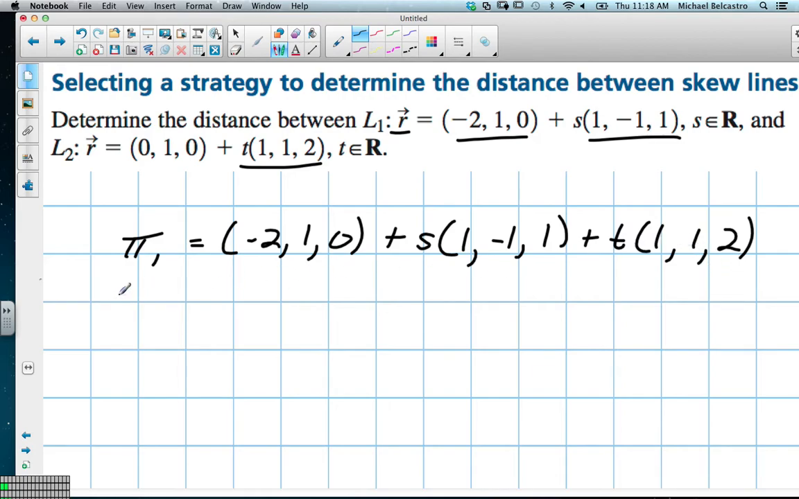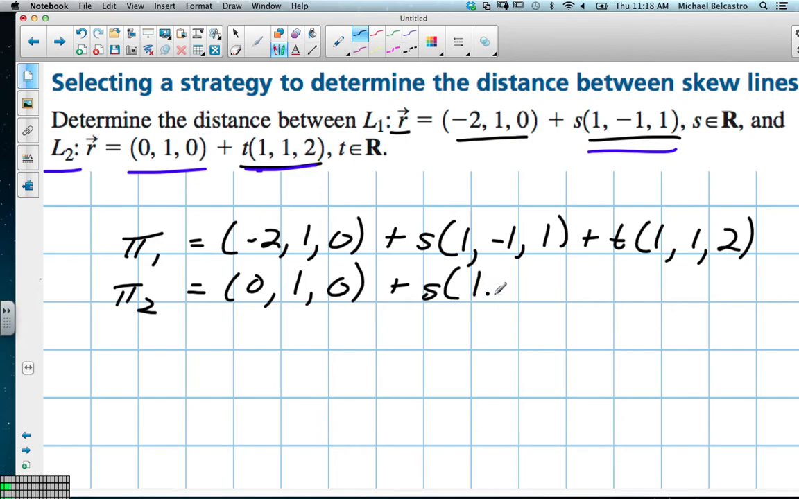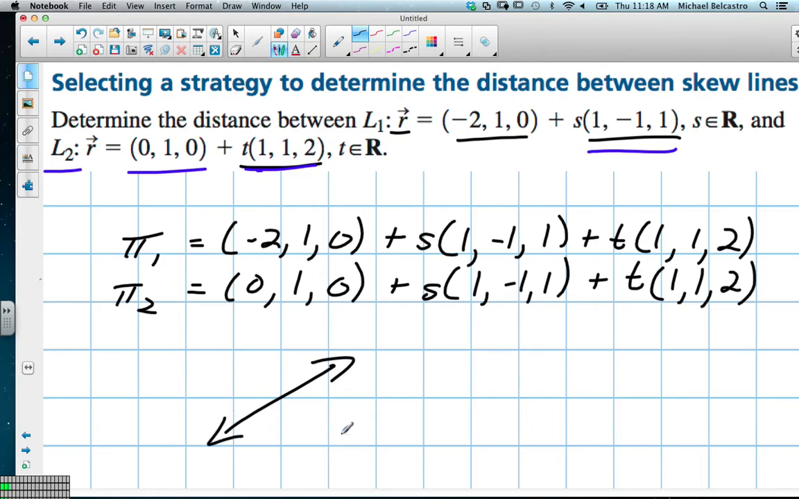Okay? Our plane 2 will be all of our information from line 2 plus a direction vector from line 1. 0, 1, 0 plus, we'll just line them up so on top of each other, 1, -1, 1 plus T, 1, 1, 2. The idea here is now our skew lines, and I'll try to make a good visual of this, though I don't tend to do a good job of it.